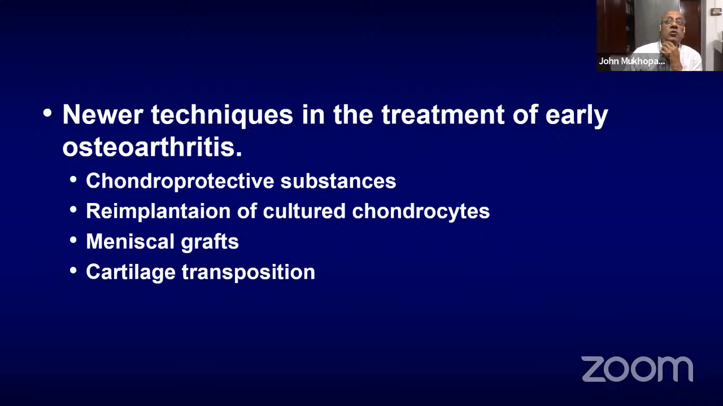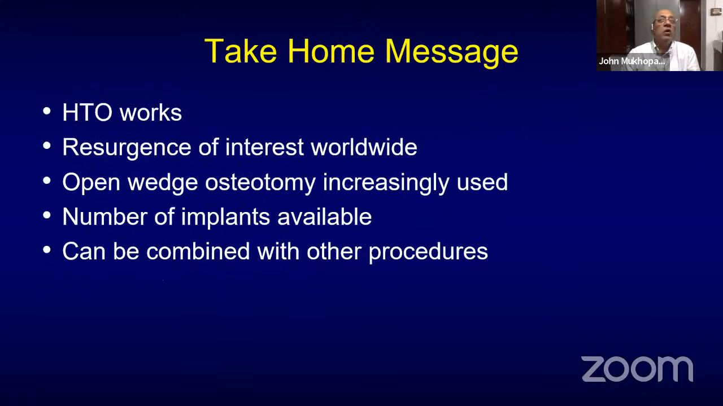There are newer techniques to try and preserve cartilage. There are chondroprotective substances. There's oats and things like replantation of cultured chondrocytes. You can do meniscal grafts. You can do cartilage transposition. We talked about oats, etc. But for any of these to succeed, you need to have good alignment. So very often, these come along with a varus. And if you're planning to do any of these joint saving procedures, you also need to correct the alignment. So therefore, H.T.O will have a role.